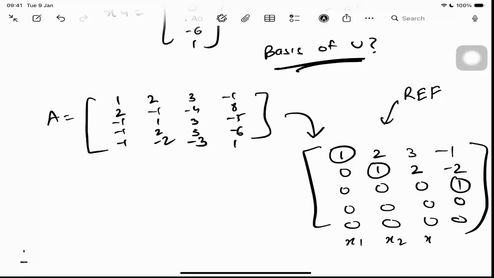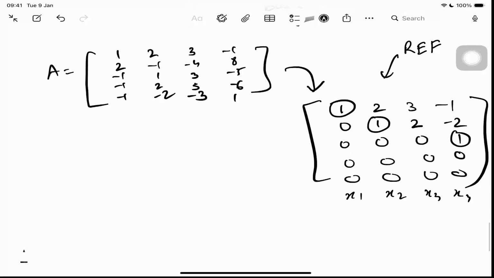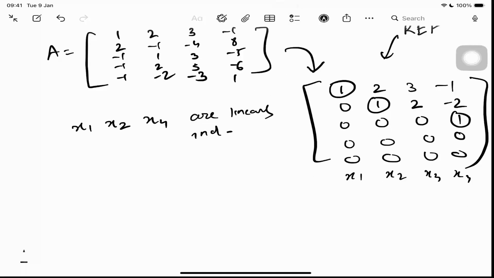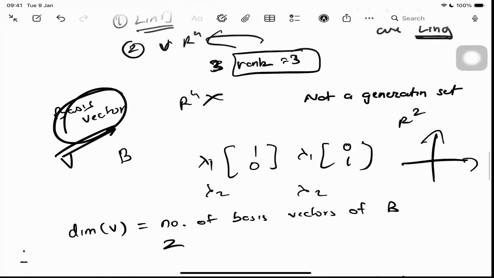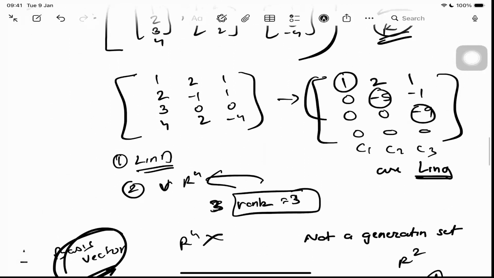x1, x2, x3, and x4. So x1, x2, and x4 are linearly independent. So these form the basis of U.